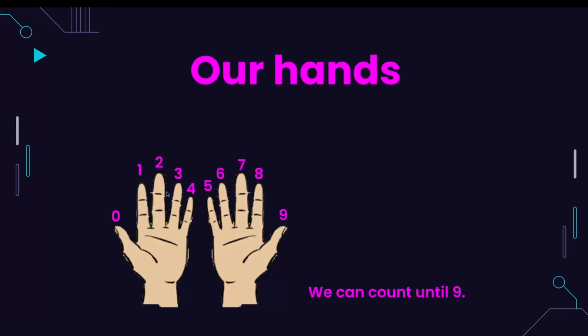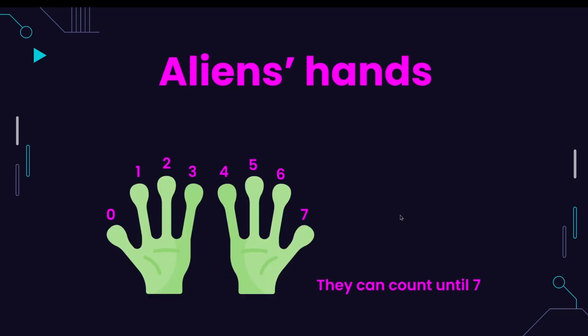Most people have 10 fingers. If a person has 10 fingers and starts counting from 0, that person would be able to count until 9. Let's say that some aliens attack the planet and we look at their hands and they only have 4 fingers on each hand and have 2 hands. Then if that alien starts counting from 0, that alien would be able to count until 7.